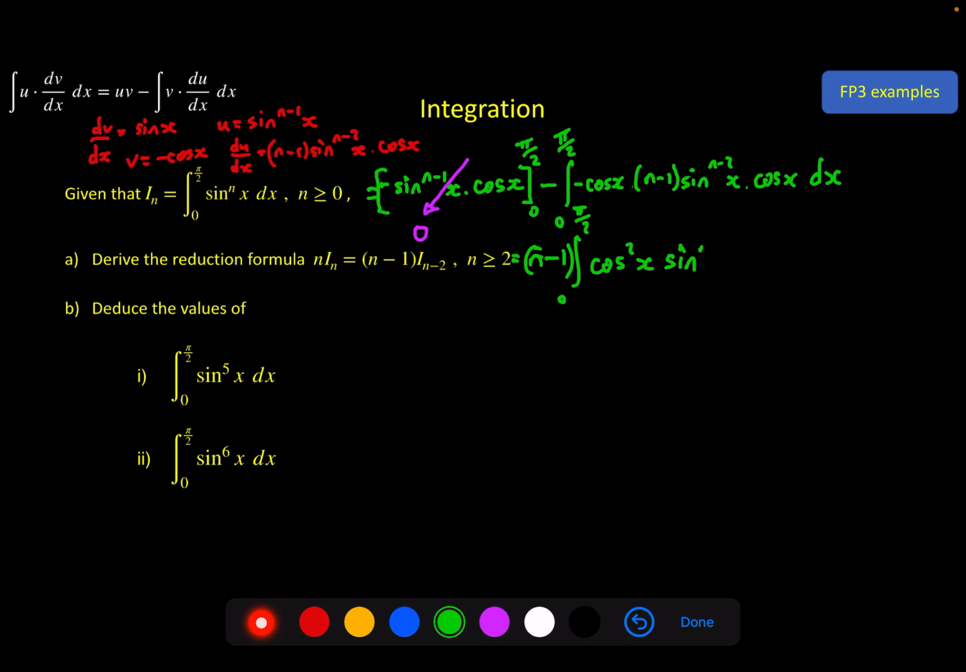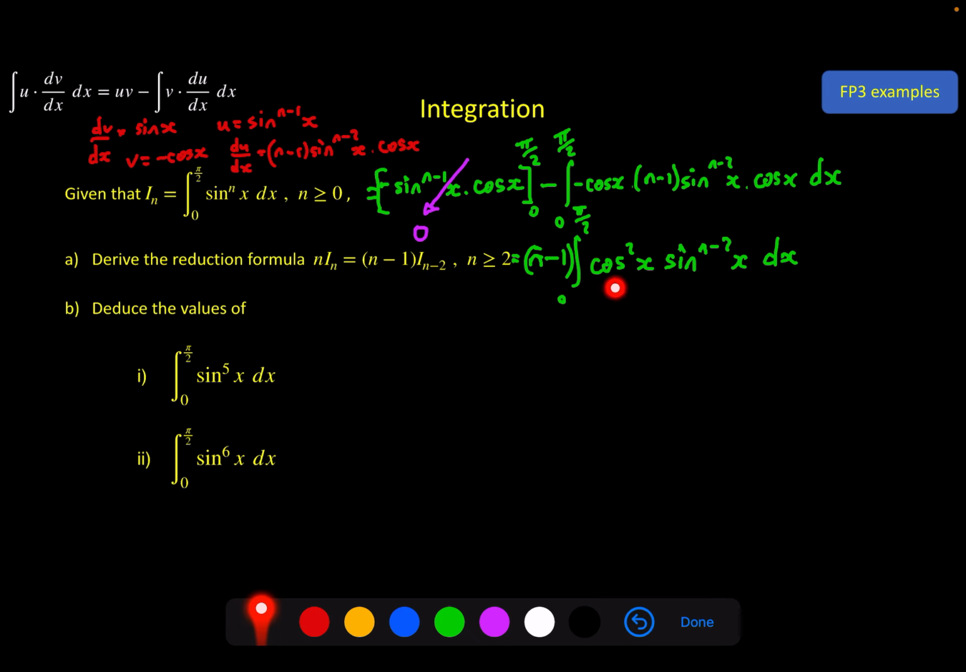And sine^(n-2) x dx. So the n minus 1 is there, great, but all of this is equal to this, which is I_n. We don't have an n on the left yet, so something funny is going on there. And I certainly don't have this looking like this just yet, with this cosine squared getting in the way, so I can't change it into this yet.